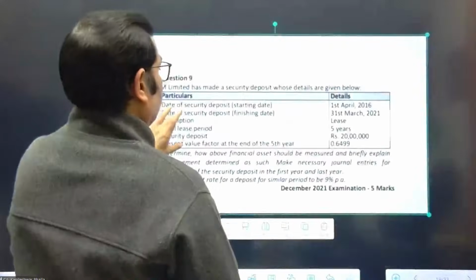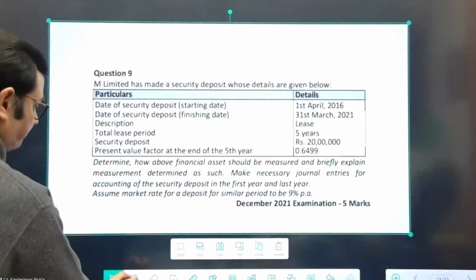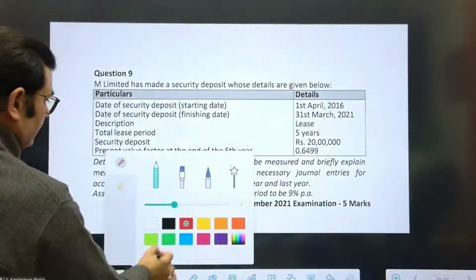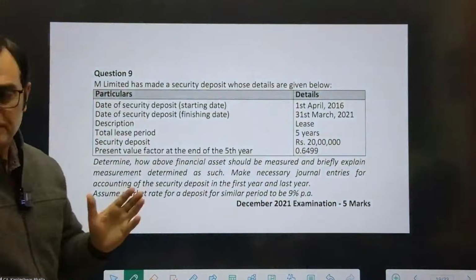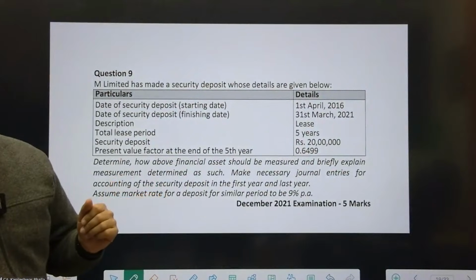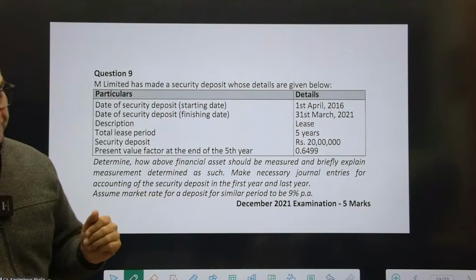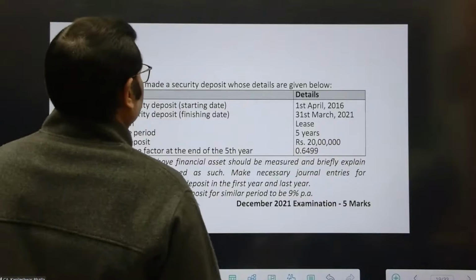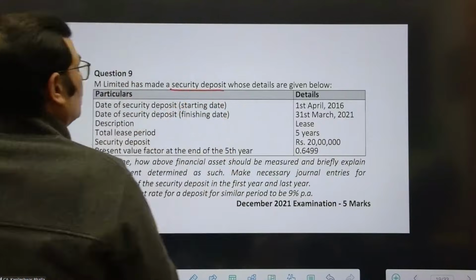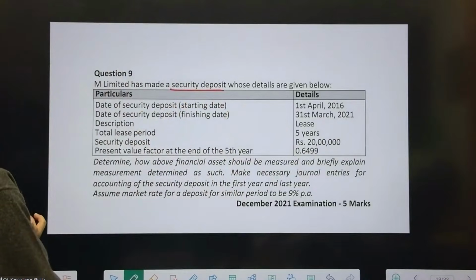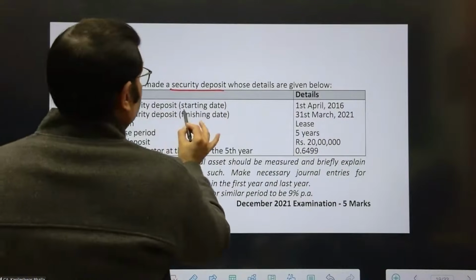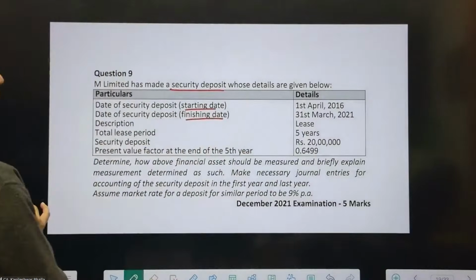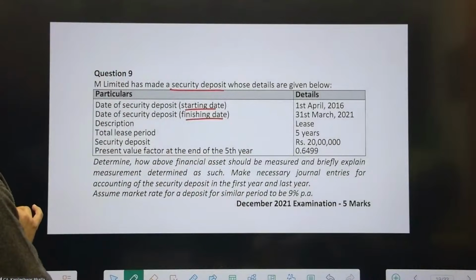So let's have a look now on a December 21 examination question. This is 5 marks, pretty simple and straightforward indeed. Let's have a look at this. It says M made a security deposit whose details are given. It's a deposit for a period of 5 years. The starting date is April 16 and the finishing date is 21. And the description is a lease, and you made the deposit on account of a lease.